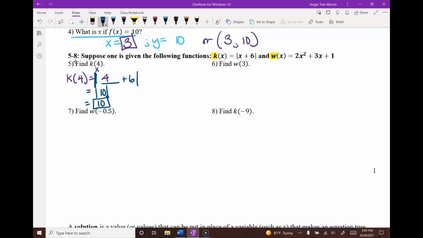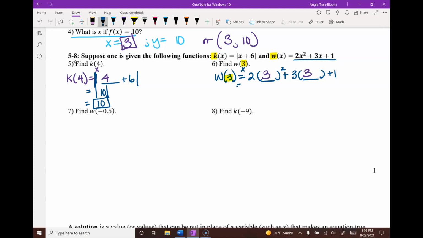Number 6, find w of 3. So this is going to be your x value. Again, we're going to look at the w equation. So w of 3 equals, and this one has 2x squared plus 3x plus 1. So we see the first x, I'm going to leave it blank for now, but that x is getting squared. Then we see a second x, I'm going to leave those blanks and then fill in whatever x I'm given. Then we drop down the 1. Well, each time we see an x, we are going to plug in this right here, right? Because that's w of 3, so that's your x value. So we're going to go 3 and 3.